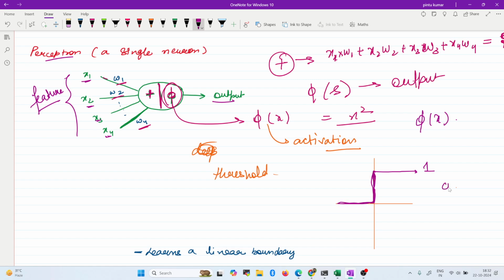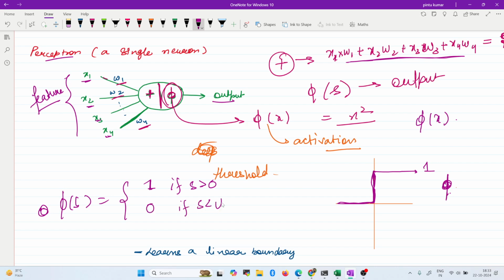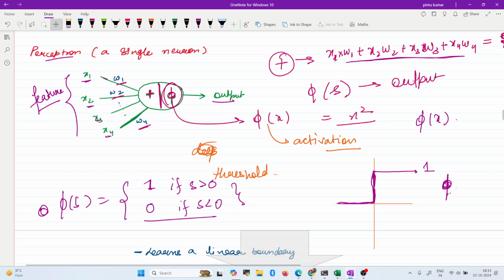This was the phi which was initially proposed. What does this say? Phi of s is given by 1 if s is greater than 0. So whatever sum you're obtaining, if it is greater than 0, it will output 1. If it is less than 0, then it will output 0. Now you can relate this to the classification task that we did.